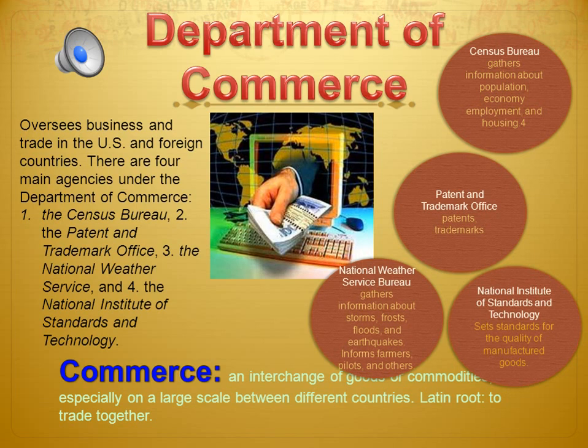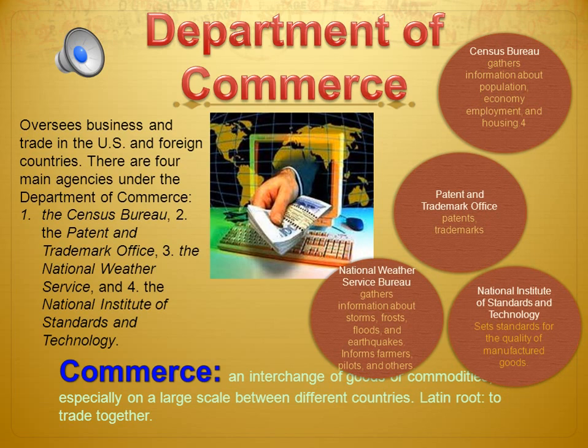The last one is the National Institute of Standards and Technology. They set standards, so there's a quality of the goods that are manufactured. I don't know if you've ever bought a piece of junk, but I have. So the National Institute of Standards and Technology should be setting high standards, and if there's a company that's violating those standards, I'm sure they would like to know. It also controls the methods of measurement that you see in goods, so there's the right size and weight amongst all the countries.